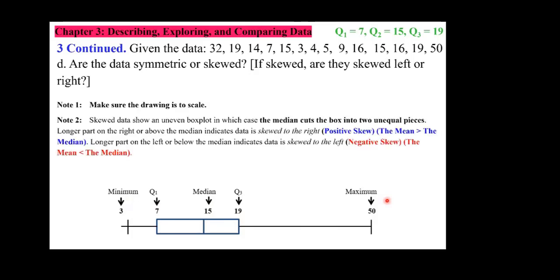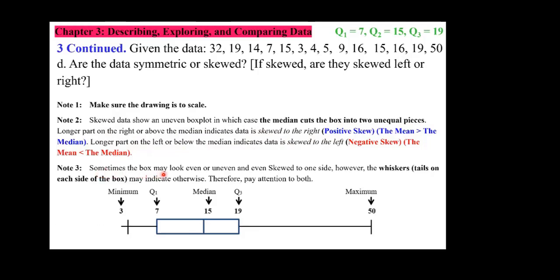Number two, skewed data show an uneven box plot, in which case the median cuts the box into two unequal pieces. Longer part on the right or above the median indicates data is skewed to the right, positive skew. The mean is larger than the median. That's the meaning of it. Longer part on the left or below the median indicates data is skewed to the left, or negative skew. The mean is less than the median.